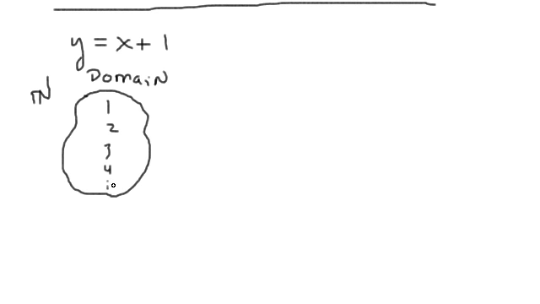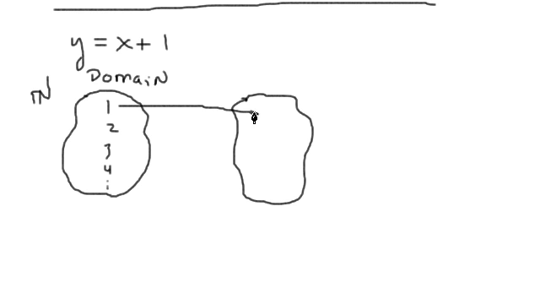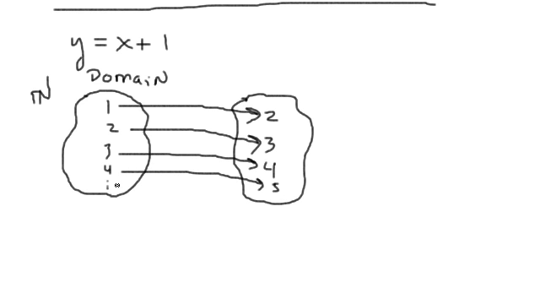Okay, so this set is the domain, and then this set over here, which was our output. So when we plugged 1 in here, we got 2 out. We plugged 2 in, we got 3 out. When we plugged 3 in, we got 4 out. When we plugged 4 in, we got 5 out, and you can go on with this. This is known as the range. And so remember, we can write this as an ordered pair, 1, 2, and so forth.